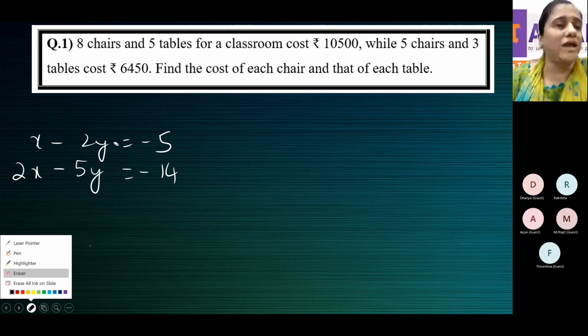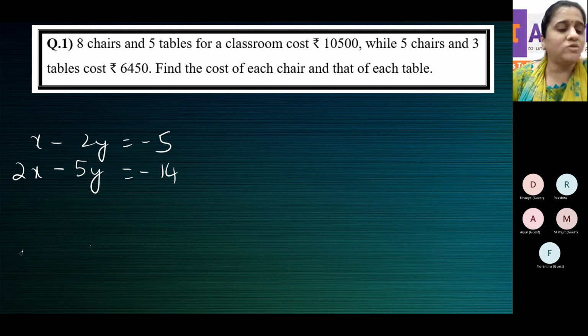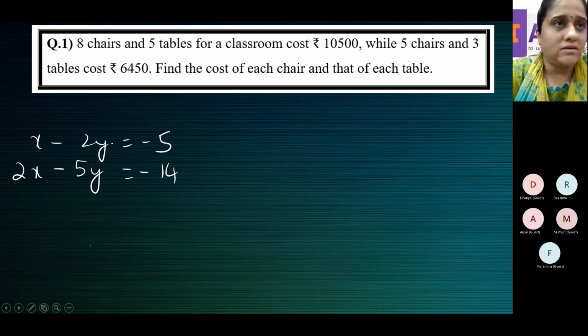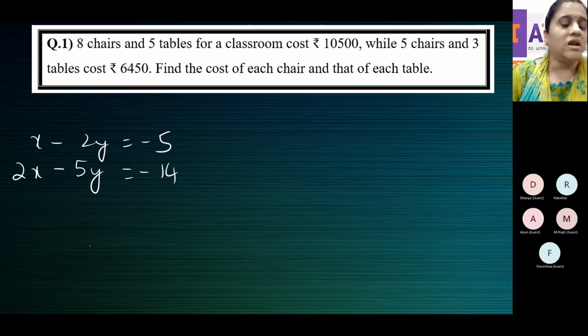Now, supposing I want to eliminate the variable y. So what is the LCM of the coefficients of y? The coefficients are 2 and 5. What is the LCM of 2 and 5? 10. Now, how will I make this 2 into 10?